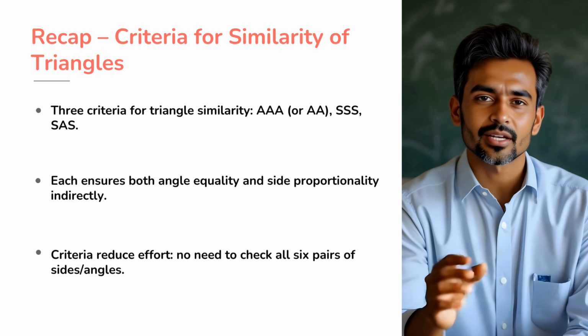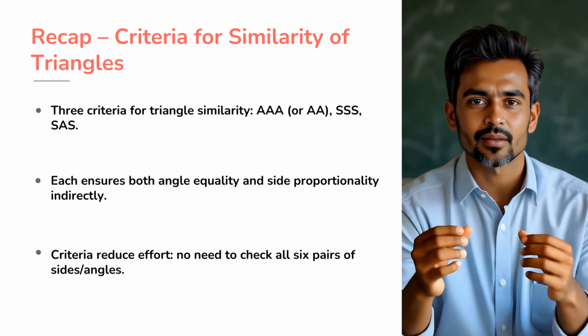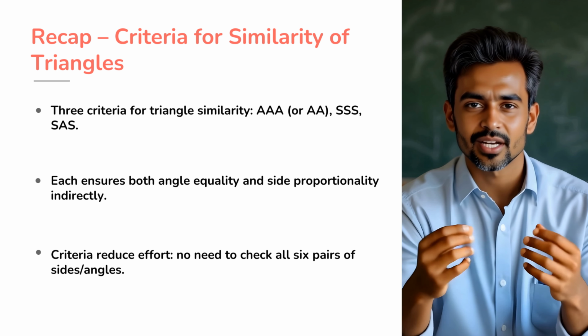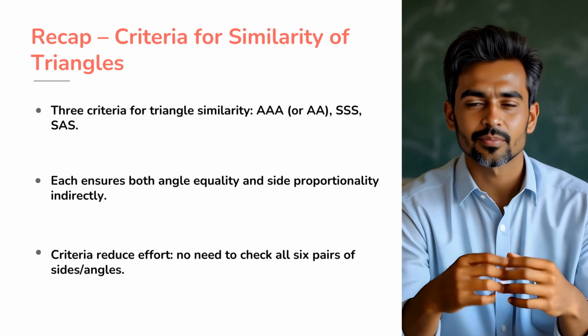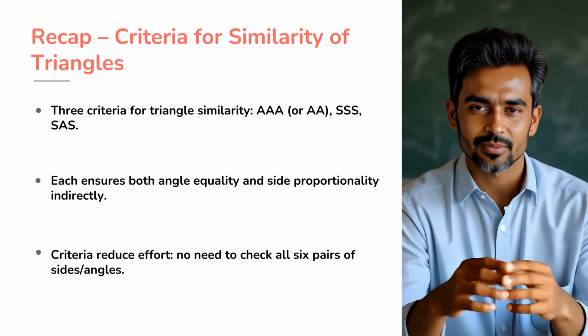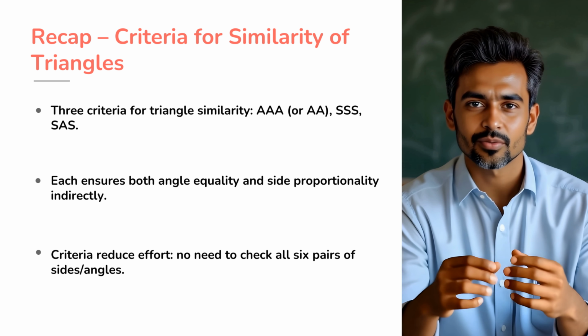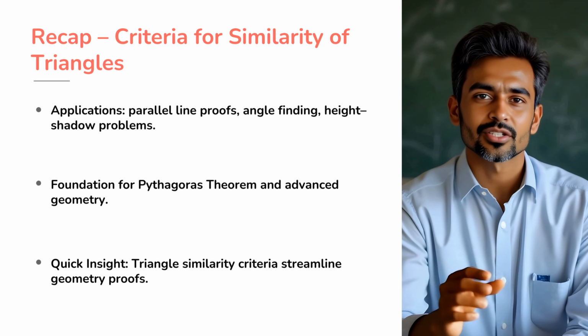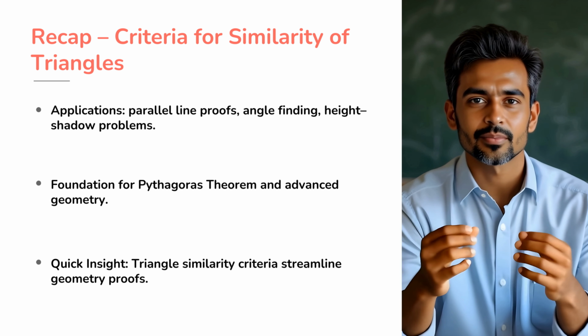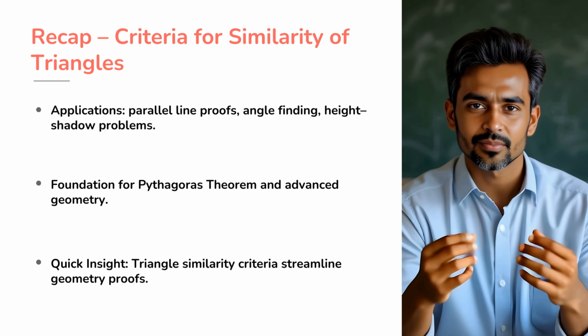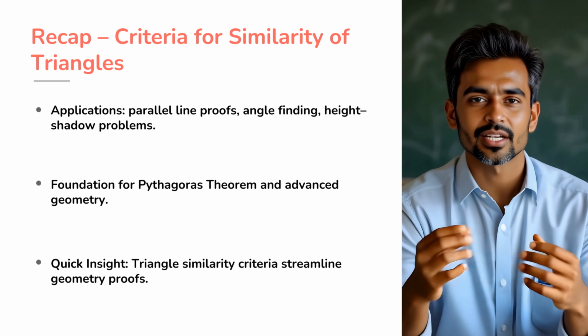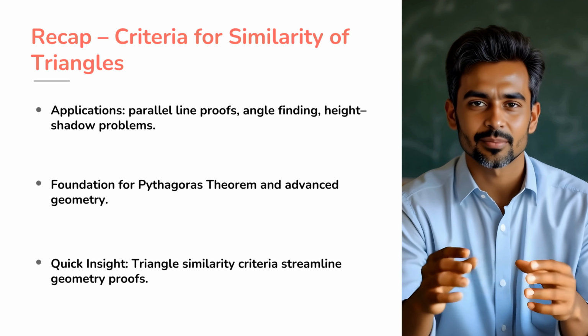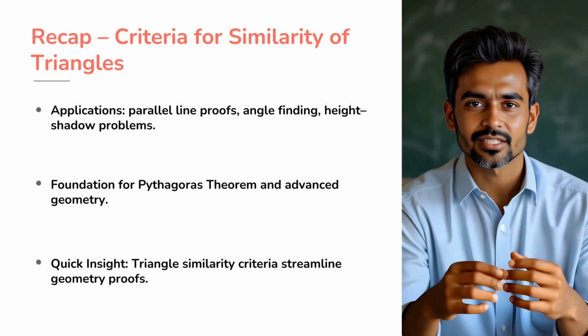Here's the best part: by using these criteria, you don't need to check all 6 pairs of sides and angles. You can quickly determine similarity just by checking a few. Now, how does all of this help in real life? Let's see. Imagine you are proving that two lines are parallel. You can use the similarity of triangles to show that.